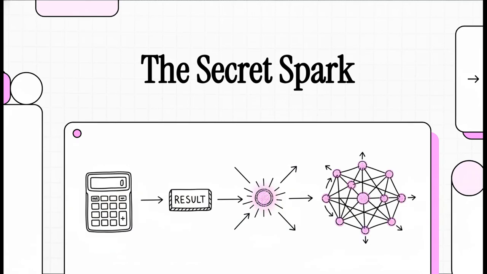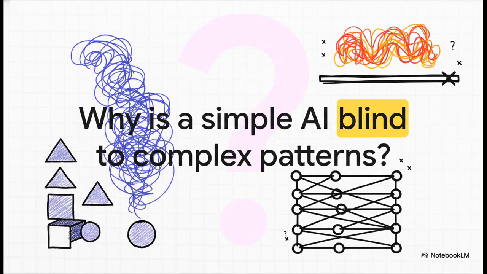Welcome to The Explainer. Today, we're going to pull back the curtain on the one secret ingredient that lets AI solve incredibly complex problems. It all comes down to a tiny decision, a little spark, that turns what's basically a simple calculator into a machine that can actually learn. Let's dive in.